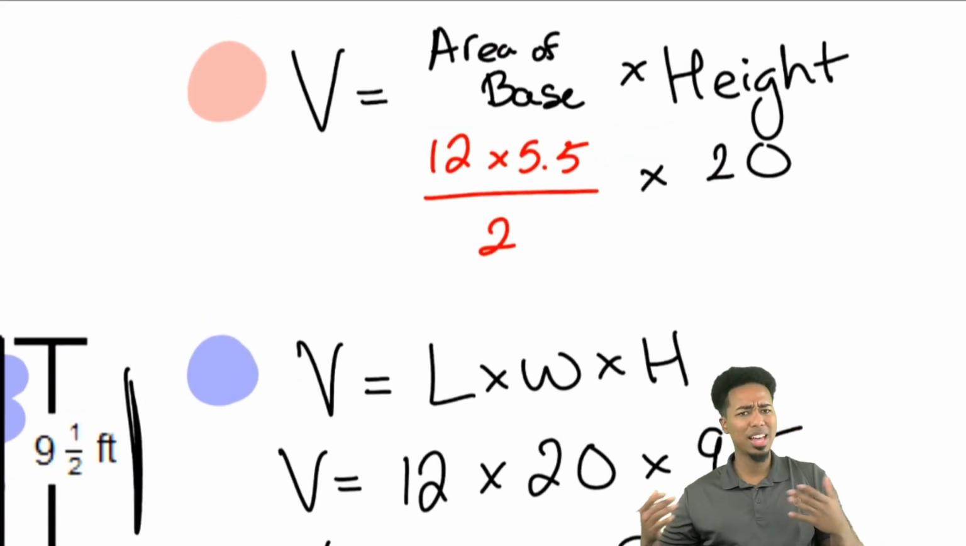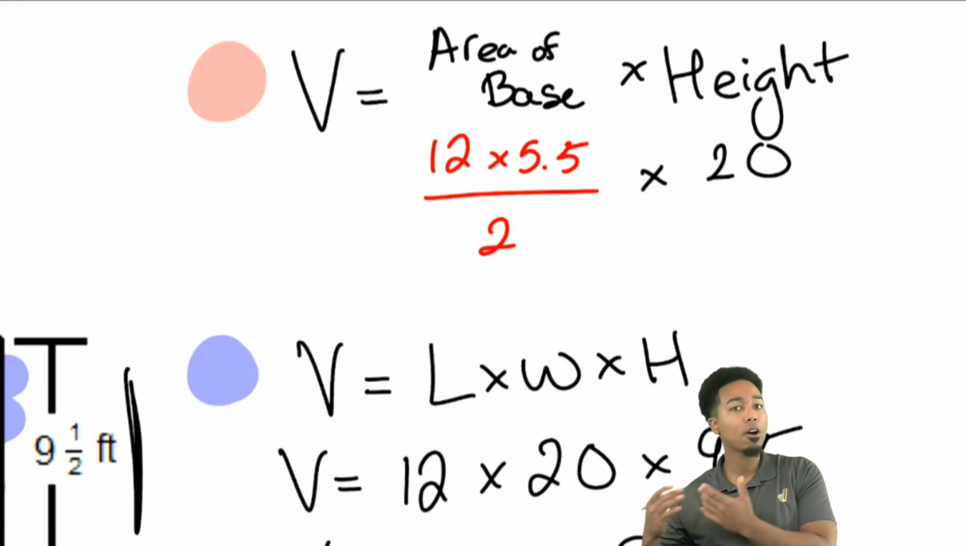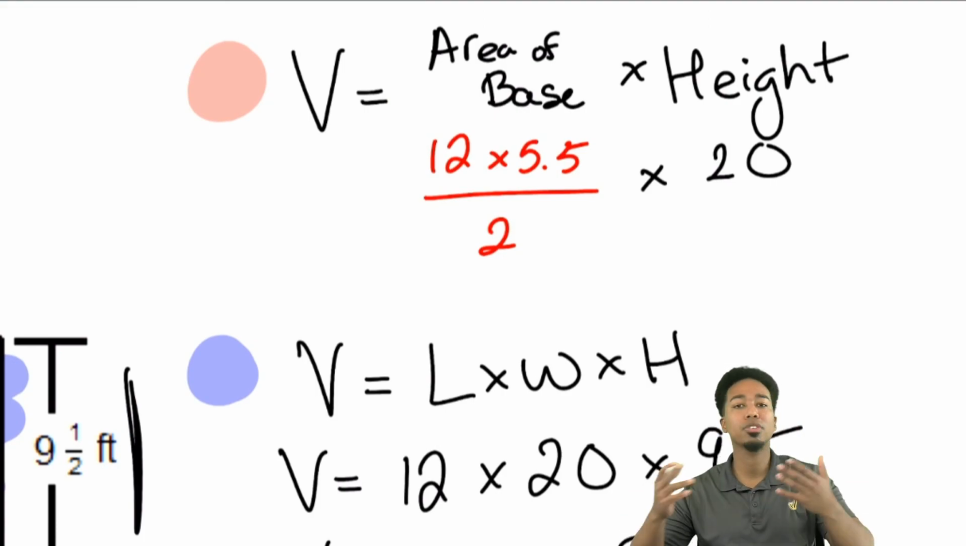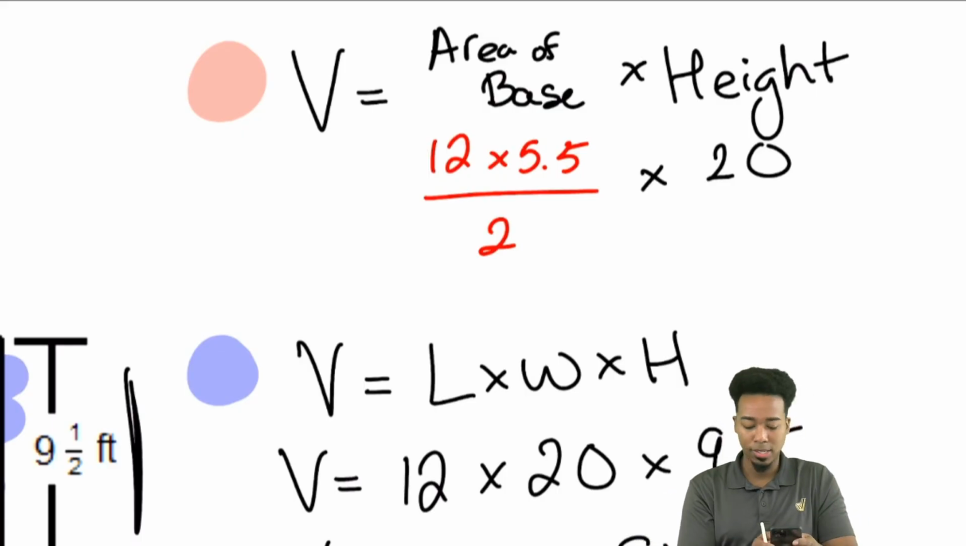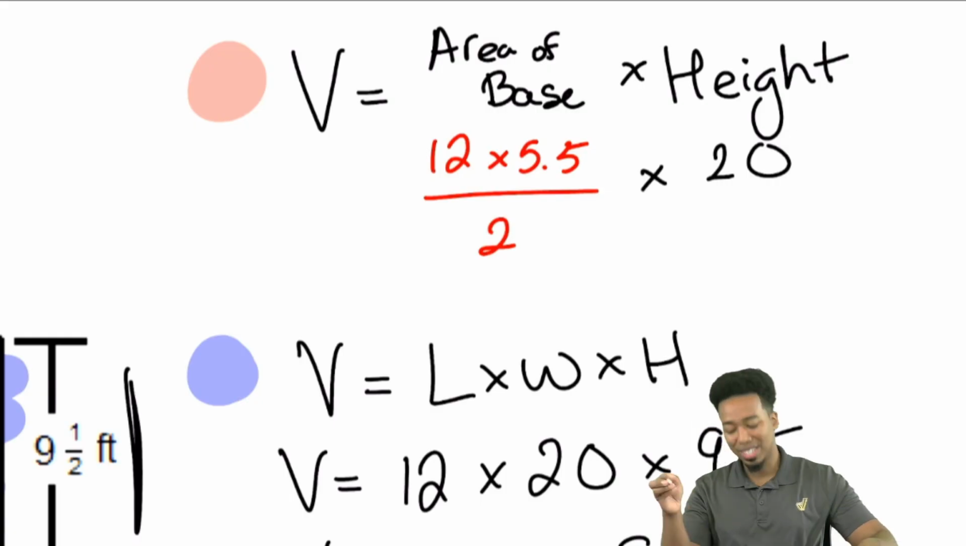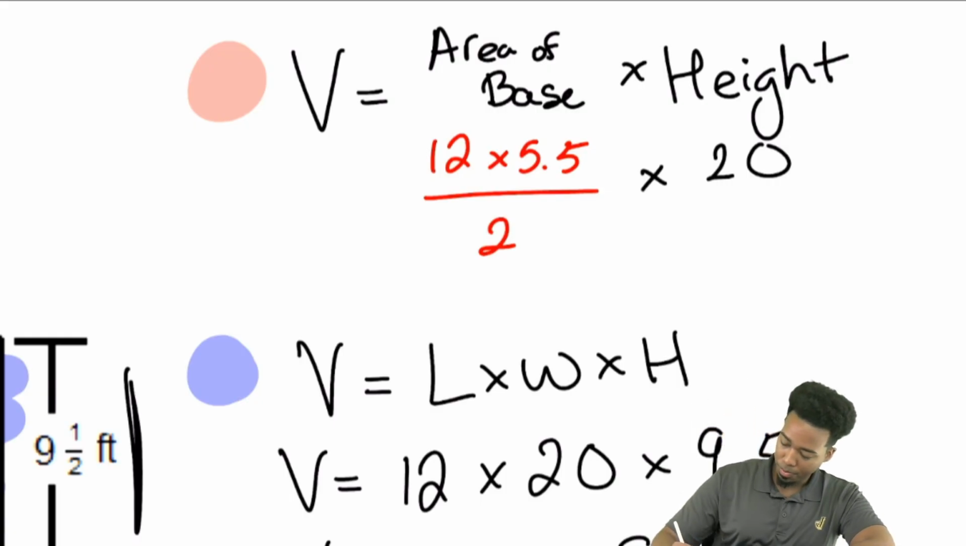I know it seems like a lot of math, but we need to practice our ability to find volume of triangular prisms and rectangular prisms. We have to make sure we get this done. We got to make sure we practice it. So 12 times 5.5 divided by 2 times 20. That's going to give us 660. Boom. 660, and that's going to be cubic feet.